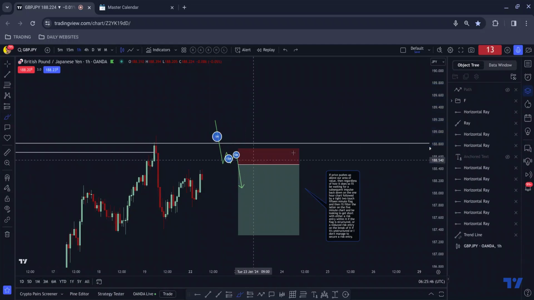So that's what I'm going to be looking for, folks. I have an alert set just below the area of value. If these entries do not manifest themselves, then no trades for me.